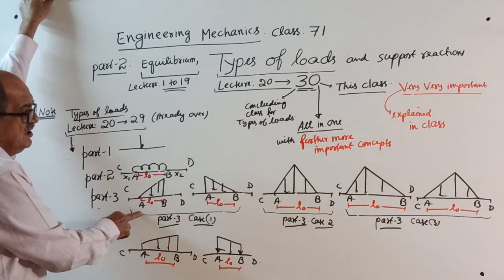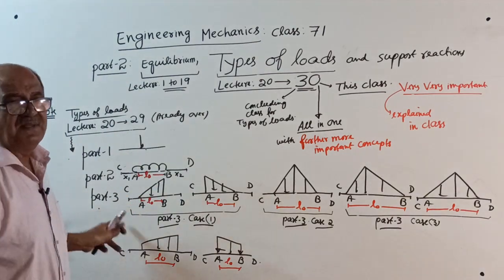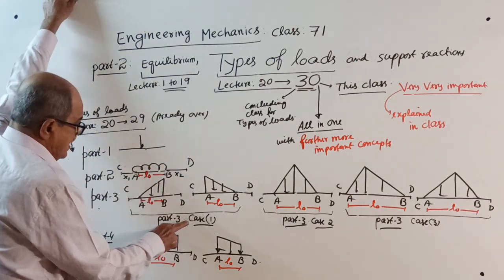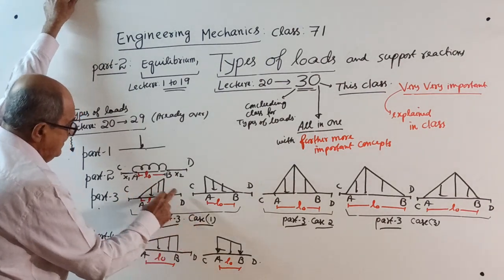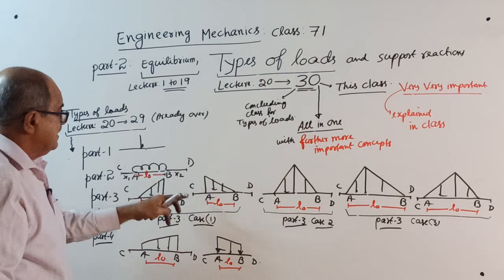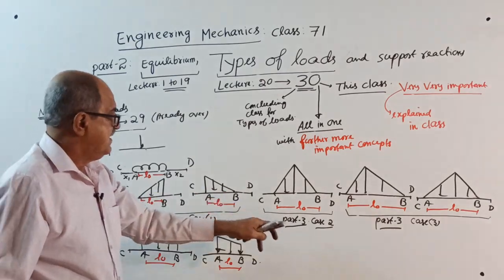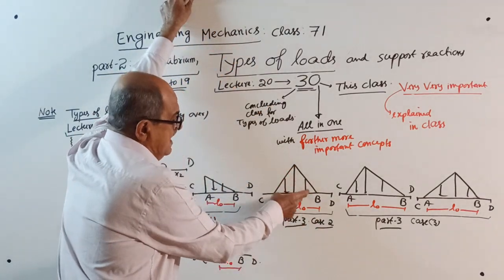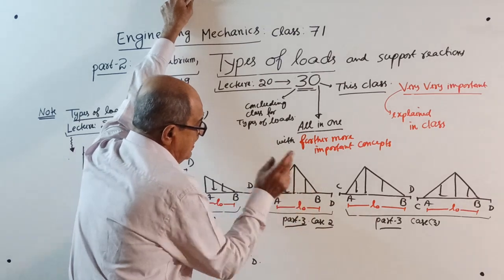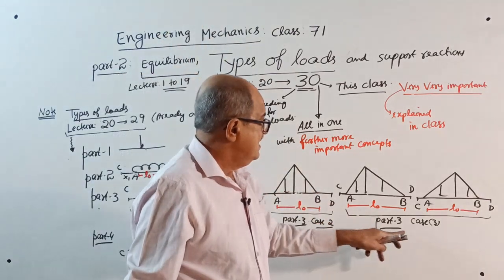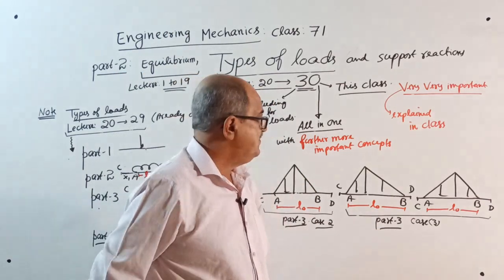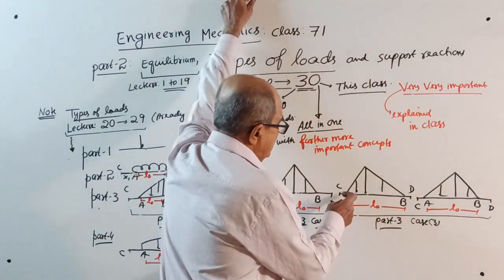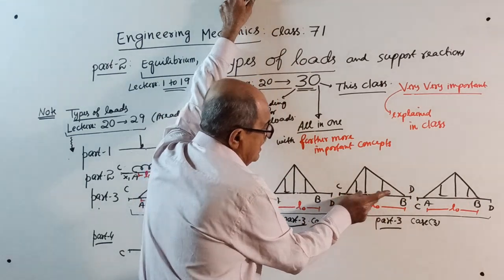Part 3 is for uniformly varying load represented by a triangle. There are 3 cases. Case 1 is UVL represented by a right angle triangle. Case 2 is UVL represented by an isosceles triangle, where these two sides are equal. Part 3, case 3 is UVL represented by a triangle in general, where it goes randomly, smaller on one side and bigger on the other.